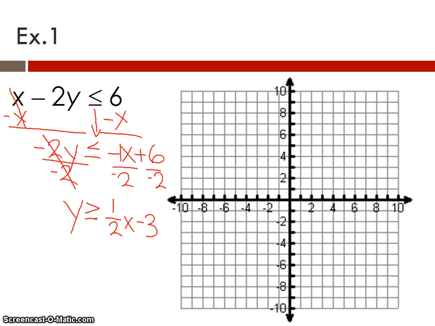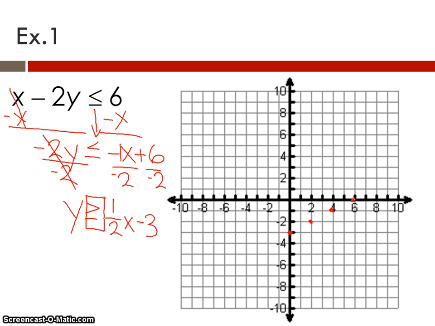What type of line am I going to have because of this right here? It is greater than or equal to, so I'm going to have a solid line. So I am going to go through my steps of graphing a line just like I have before. -3 is my y-intercept, so I'm going to go to -3 and make a point. And then my slope is 1/2. So that means my rise is 1, my run is 2. So I'm going to go up 1, over 2, up 1, over 2, up 1, over 2.